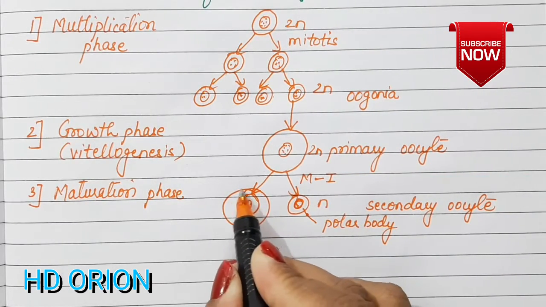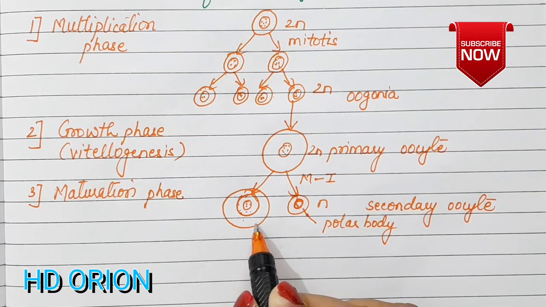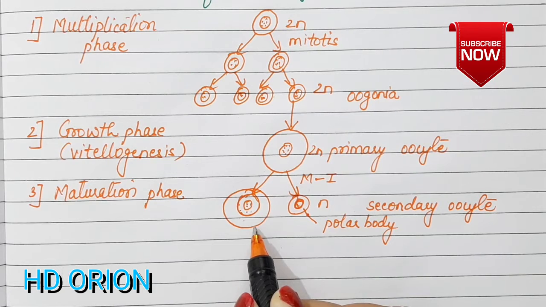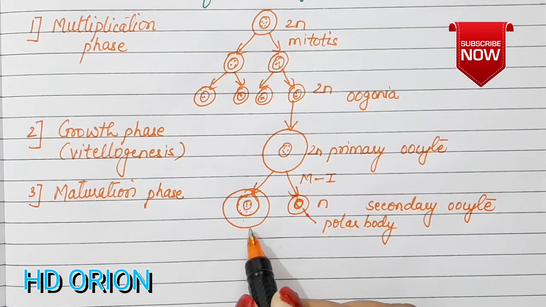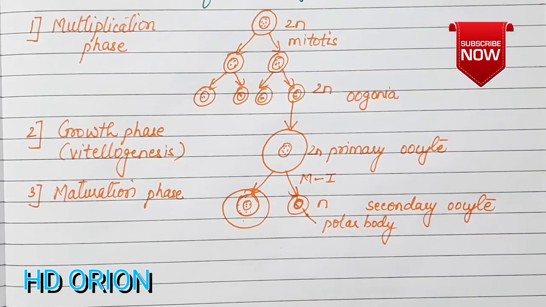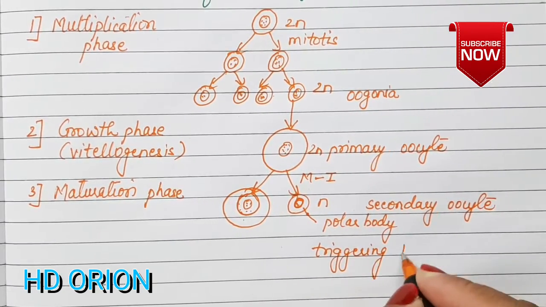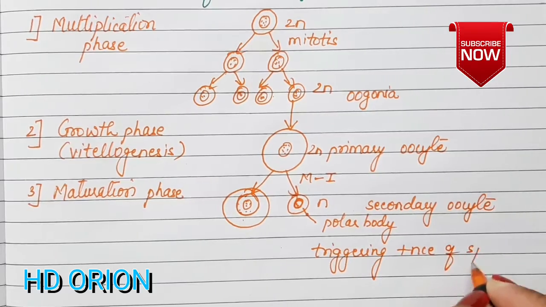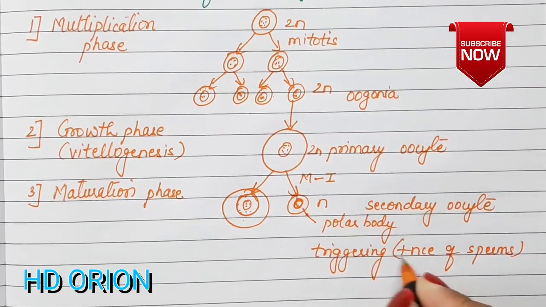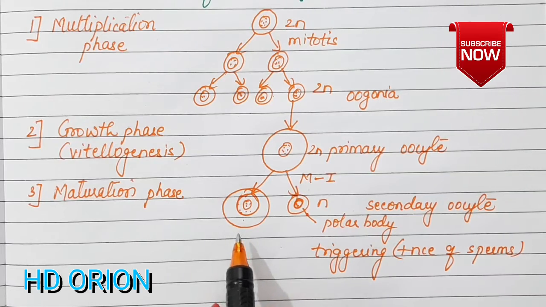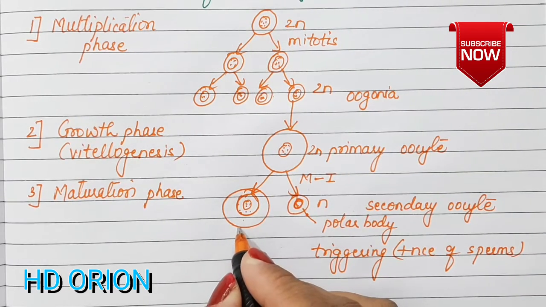So this is the secondary oocyte, which is actually released by the ovary during ovulation. Although it is called an ovum, it is not an ovum; it is the secondary oocyte which is actually released during ovulation. The secondary oocyte will then undergo meiosis II only when it is triggered by the presence of sperms. So triggering by the presence of sperms only will allow this secondary oocyte to divide again.